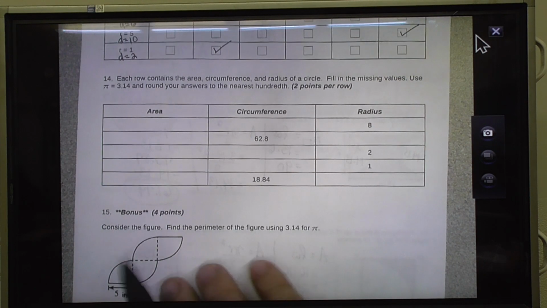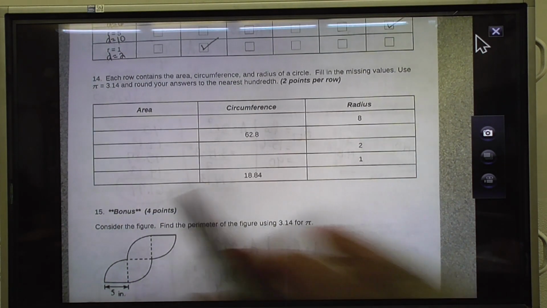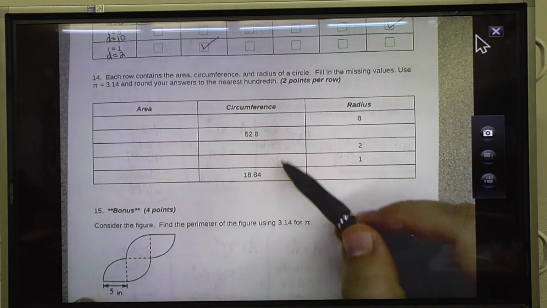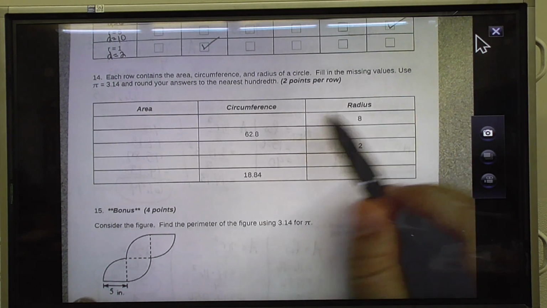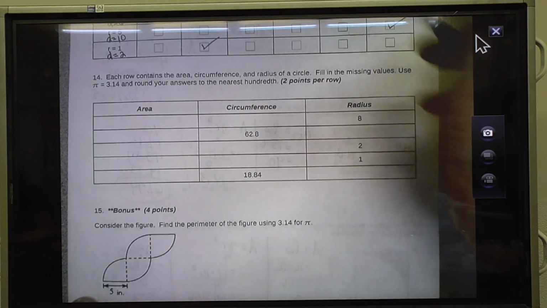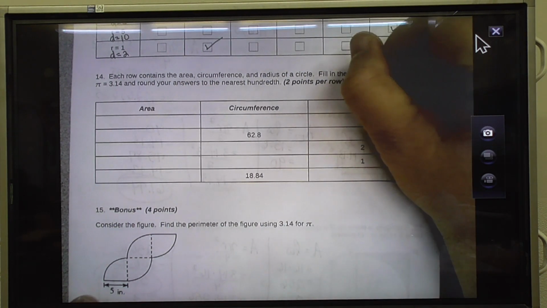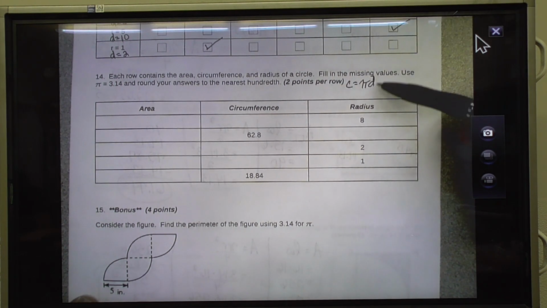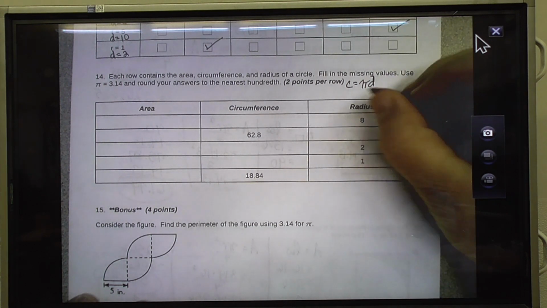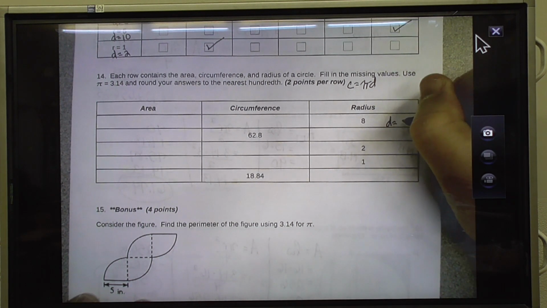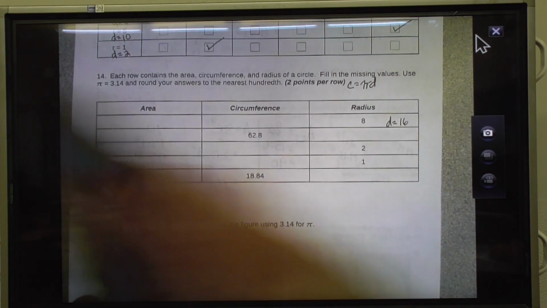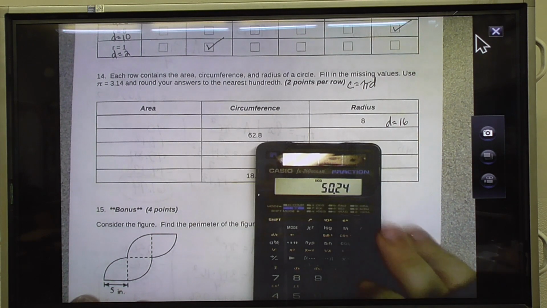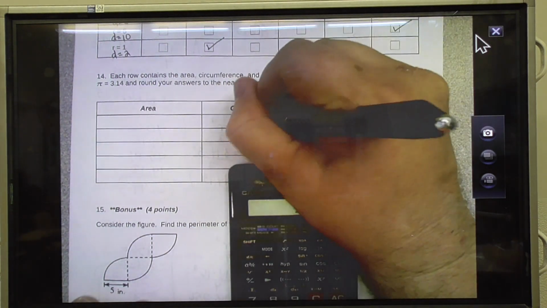This one right here, number 14, required a little bit of work too. They give us the radius on some of these problems, and some of them they give us the circumference. I can find the circumference if they give me the radius. C is equal to pi times D. But does that formula ask me for the radius? No. So if the radius is 8, the diameter is actually 16. So 3.14 times 16 is going to give me 50.24.